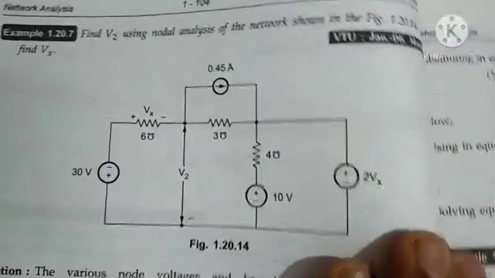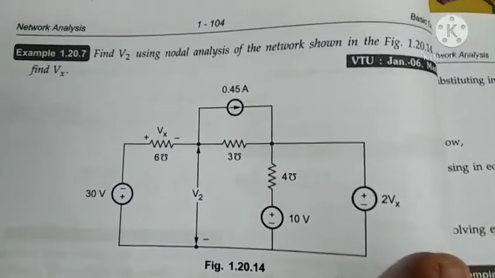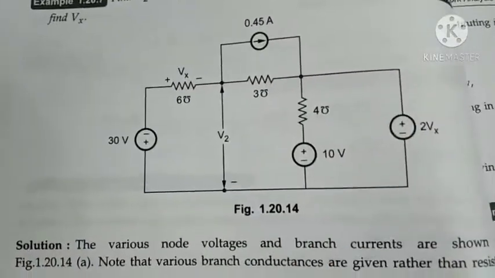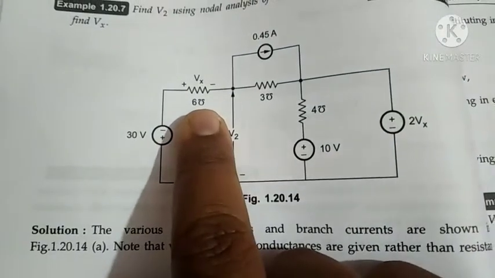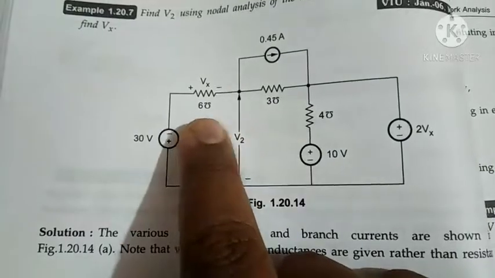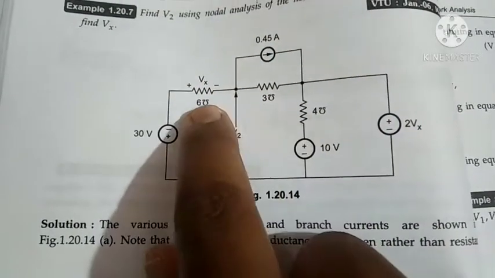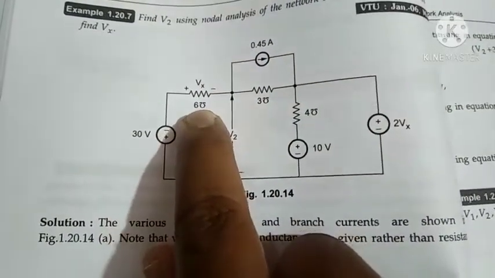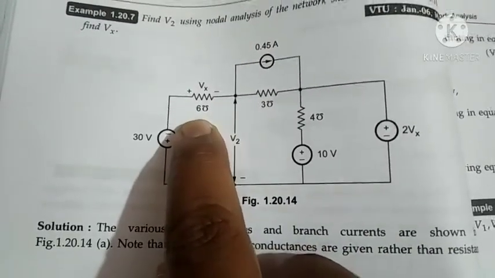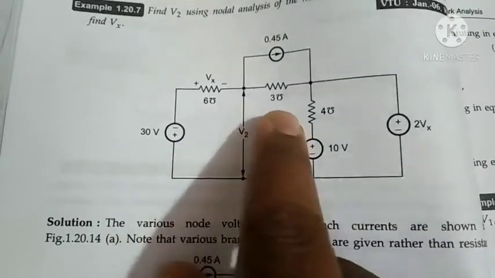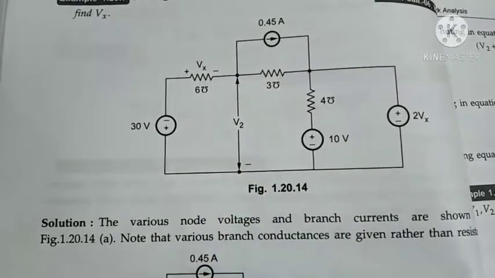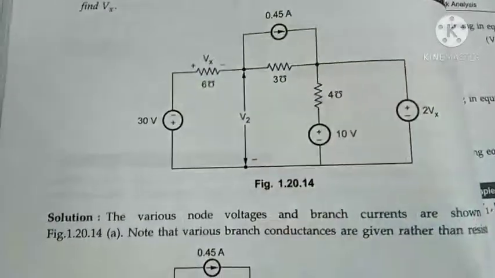Now find V2 using node analysis of the network shown in the figure. So we have to calculate the value of V2. This is a peculiar problem. Here, instead of ohm, they have given mho, the inverse of ohm. So these are not resistances, they are admittances. So 6 is not 6 ohm, it is 1/6 ohm or 6 mho. This is 1/3 ohm or 3 mho. 4 mho indicates 1/4 ohm. Rest all are as it is.